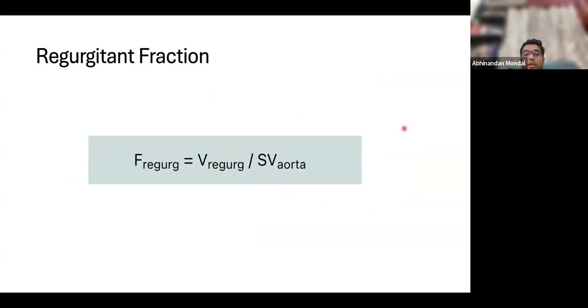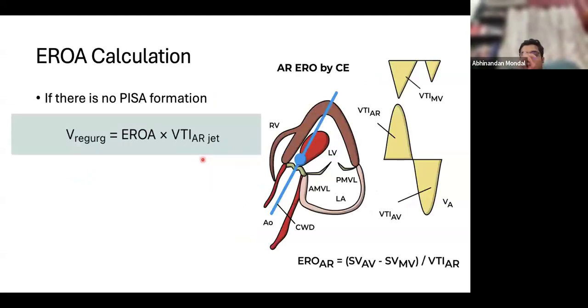So regurgitation fraction is the fraction of your stroke volume that is the volume of regurgitation. Now, how is the EROA calculated? There are two possibilities: if there is no PISA formation and if there is a PISA formation. Always remember PISA formation requires certain things. If the orifice is round and regular, then only there is a formation of PISA.